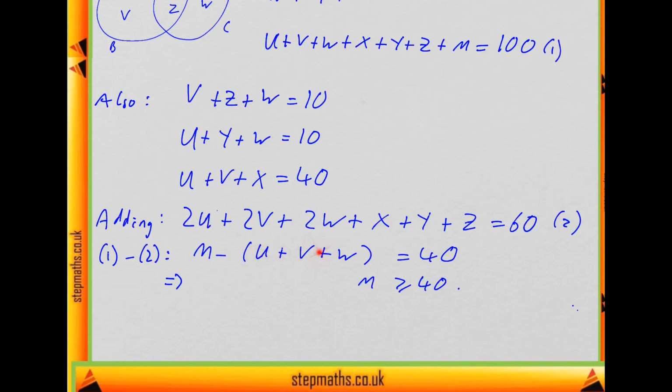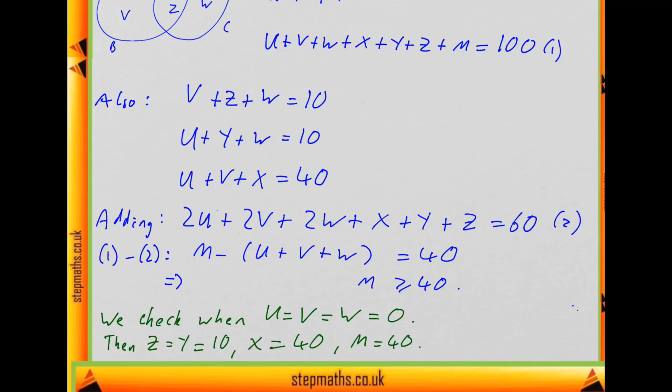So, as I said, the way to do that is to try to set all of these equal to 0, and then we just have to check that we can fill in the other values in order to make all our equations true. So if we make all of these 0, then we can just read off Z, Y and X from these equations. Get Z equals 10, Y equals 10, X equals 40. So when these are equal to 0, Z and Y are 10, X is 40, and we do get M equals 40 in that case from this equation.